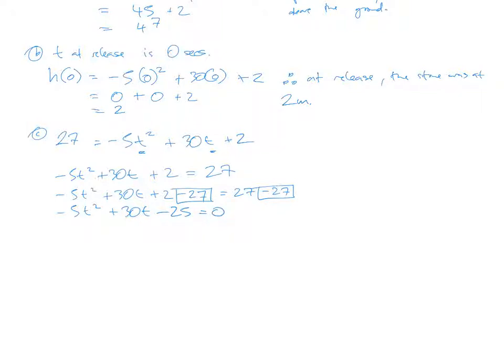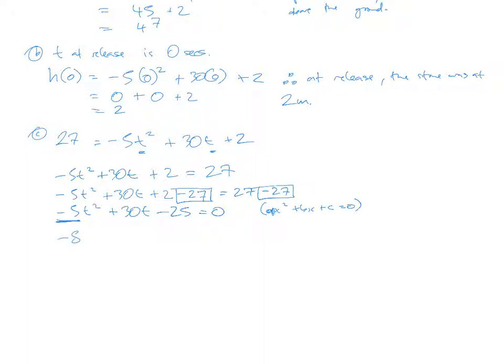So now we're in the form ax squared plus bx plus c is equal to 0, except for the negative 5 at the front. I can't use my techniques if it's negative ax squared. I can only do it if it's ax squared. So what you may notice here is negative 5 is a factor in all of these numbers, so I'm going to take it out.